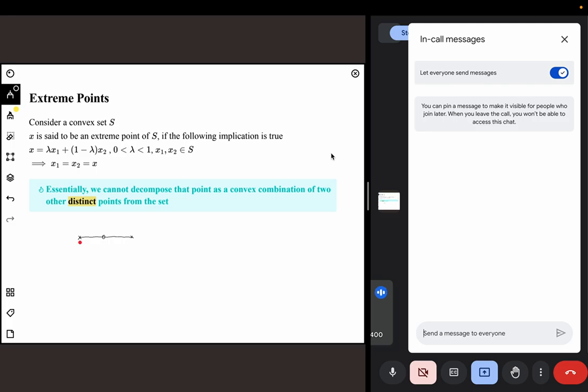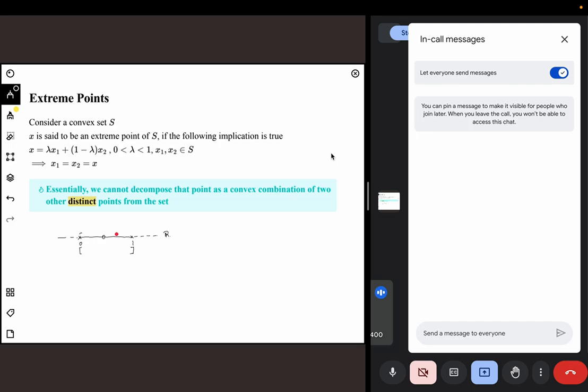For example, if I take a set from 0 to 1 on the real line, with both endpoints included, and I take any linear combination with weight lambda between 0 and 1, then the resulting x should also belong to the same set.